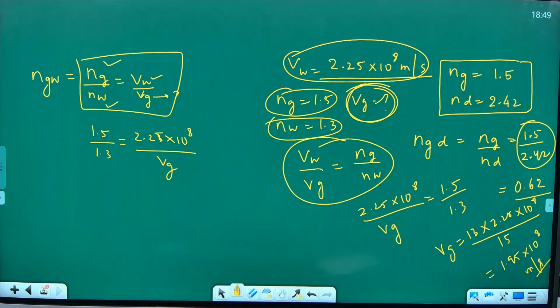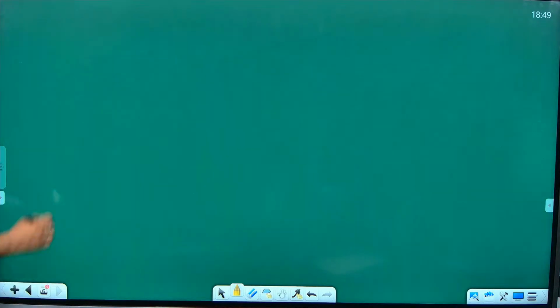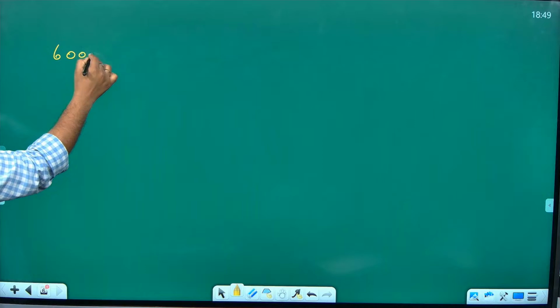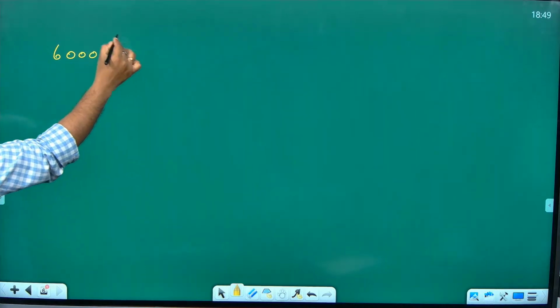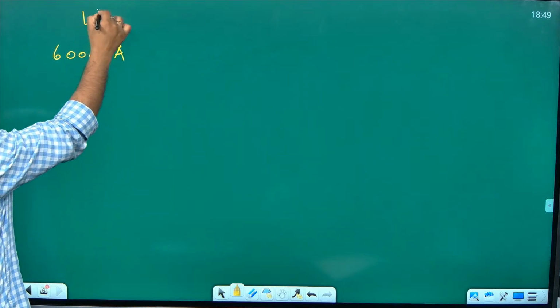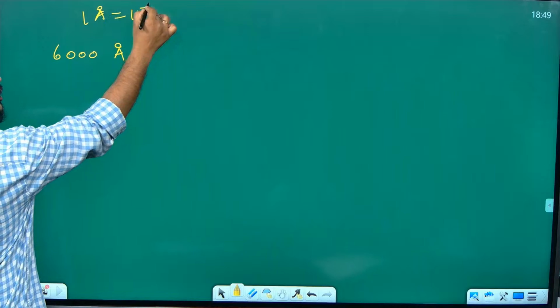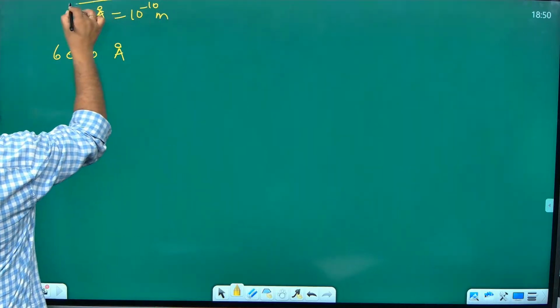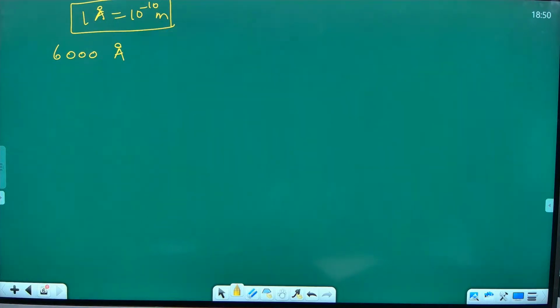A simple one only. Light of wavelength 6000 Armstrong. You know what is Armstrong? Have you ever heard this Armstrong? 1 Armstrong is how many meters? 10 to the power minus 10 meters. Those who don't know, Armstrong is a small unit. Armstrong means 10 to the power minus 10 meter.